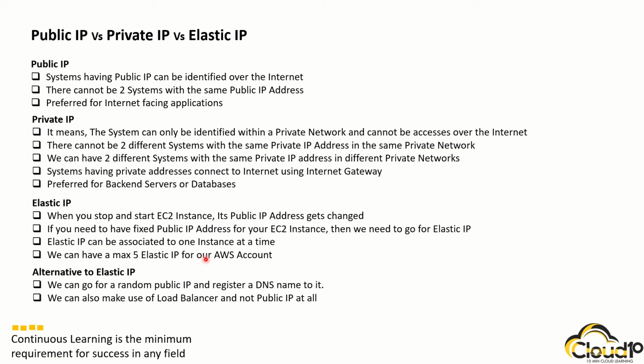Now, elastic IP addresses are not always the best option, so there are some alternatives available within AWS. We can go for a random public IP and register a DNS name to it. A second option could be to make use of a load balancer and not use a public IP at all. So let's understand these IP address options within AWS in more detail by doing a lab.